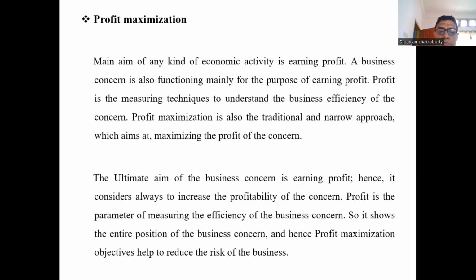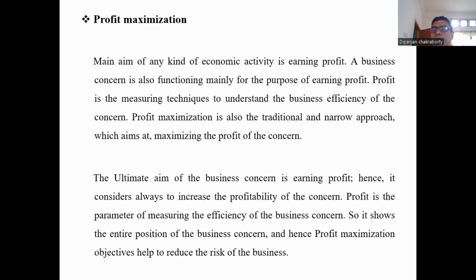The ultimate aim of the business concern is earning profit. Hence, it always considers increasing the profitability of the concern. Profit is the parameter for measuring the efficiency of the business concern, so it shows the entire position of the business concern. Hence, the profit maximization objective helps to reduce the risk of the business.